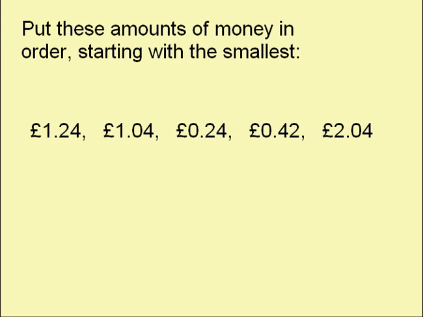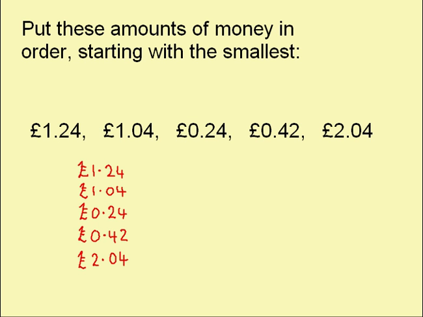In this question, I want to put these amounts of money in order, starting with the smallest. To help me do this, the first thing I'm going to do is line the amounts of money up. Now, I start looking at the digits from the left, so I'm going to start with the pounds. I've got £1, £1, no pounds, no pounds, and £2.